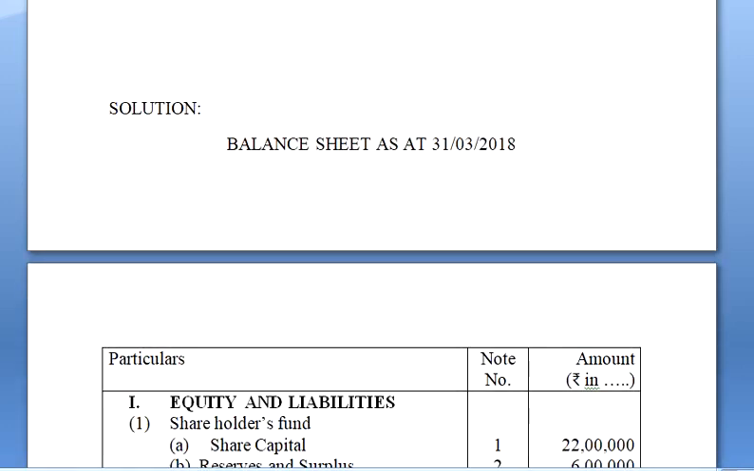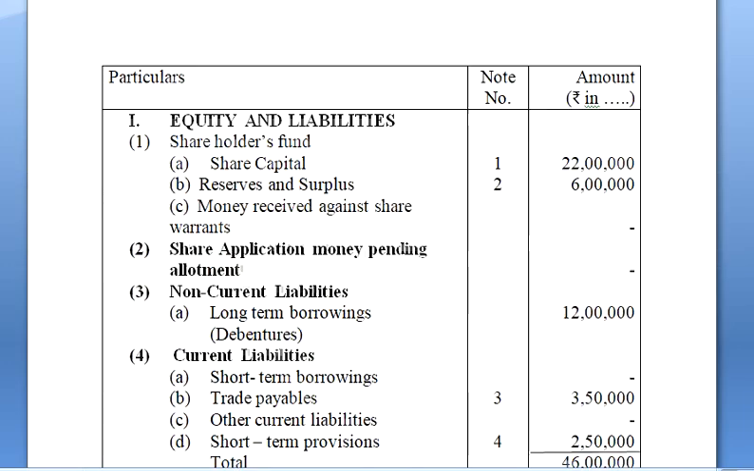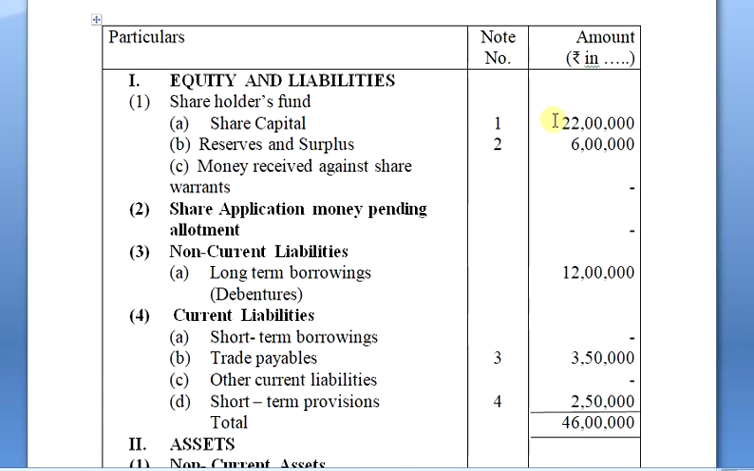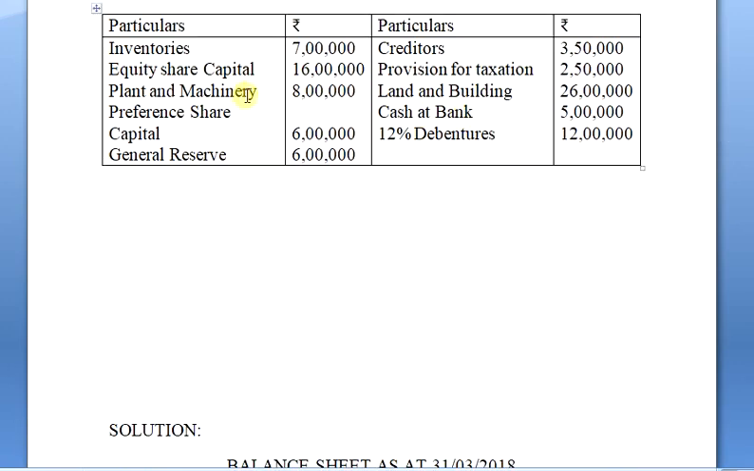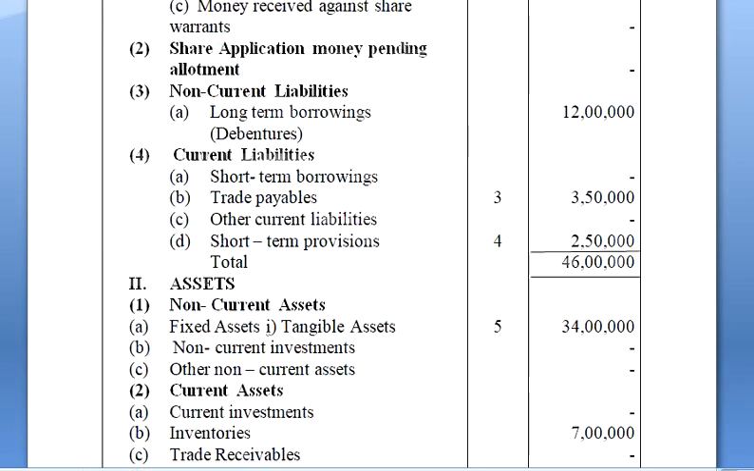So moving on to the solution, balance sheet as at 31st March 2018. We have the problem here itself, that is the solution. So particulars, note number, amount in rupees. Equities and liabilities. Under the equities and liabilities, shareholders fund, share capital 22 lakhs I have taken here. How we get 22 lakhs, listen carefully. In the share capital, equity share capital 16 lakhs is there, preference share capital 6 lakhs is there. So it becomes 22 lakhs. That should be maintained in a separate note.